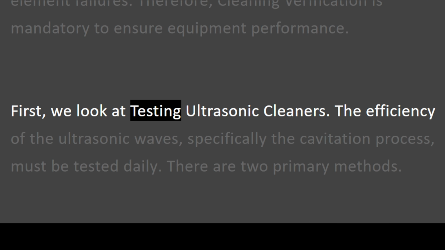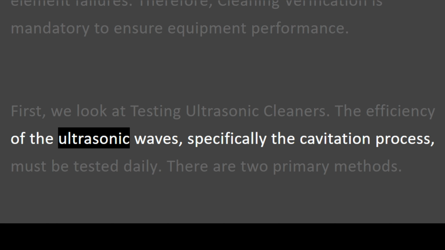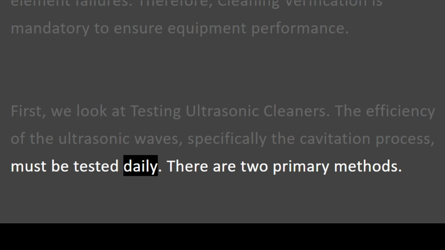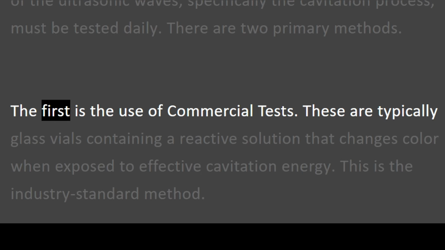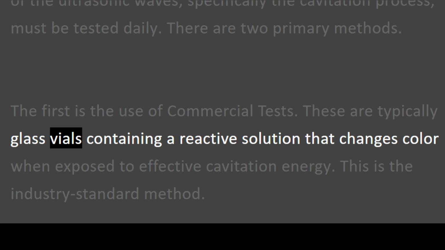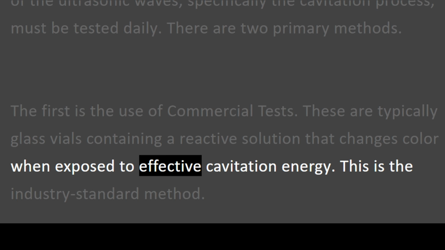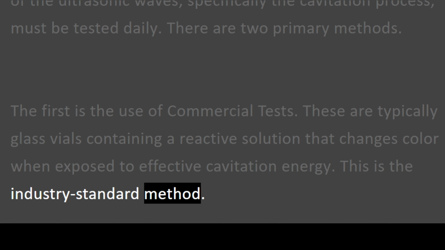First, we look at testing ultrasonic cleaners. The efficiency of the ultrasonic waves, specifically the cavitation process, must be tested daily. There are two primary methods. The first is the use of commercial tests. These are typically glass vials containing a reactive solution that changes color when exposed to effective cavitation energy. This is the industry standard method.